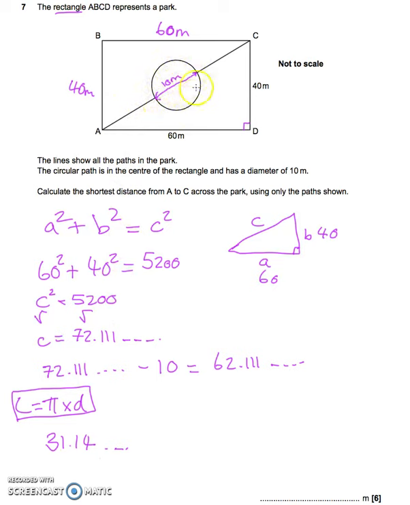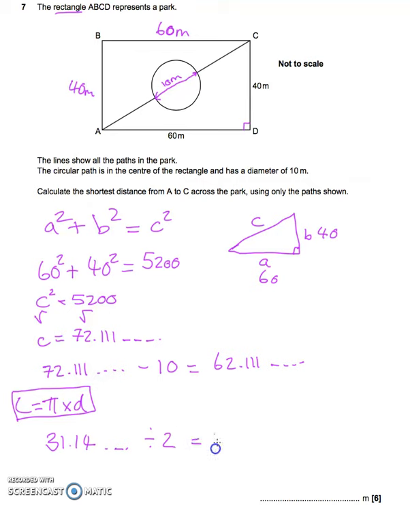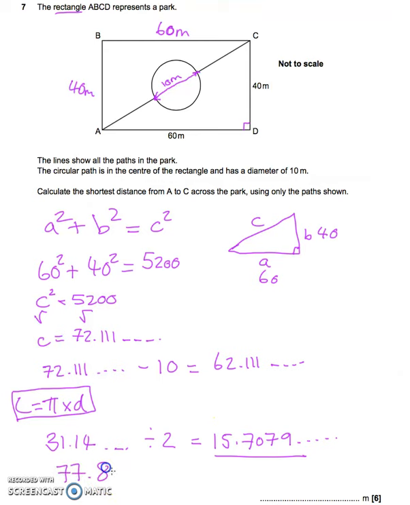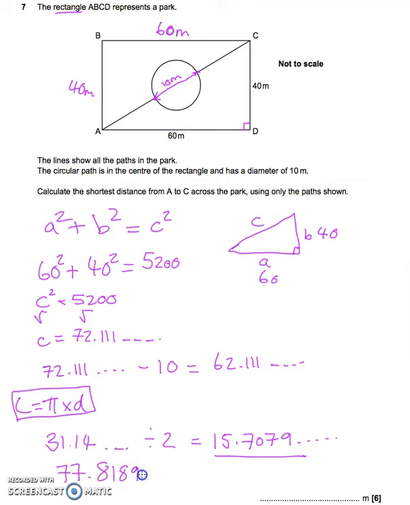Well, we don't want the whole circumference, we only want half of it, so we're going to divide that by 2, and that will give us 15.7079, etc. That number is the distance from here to here around this semicircular path. We can now add that on to the 62.111. Ideally, you'd use all the digits, not round it off at any point here. I've just used that because I had to. That's given us the answer of 77.81896, and so on.